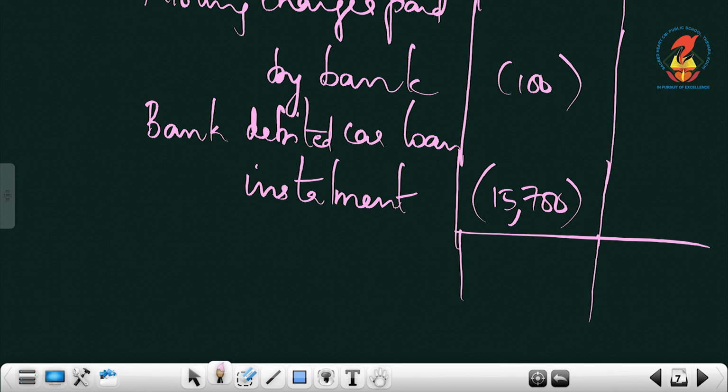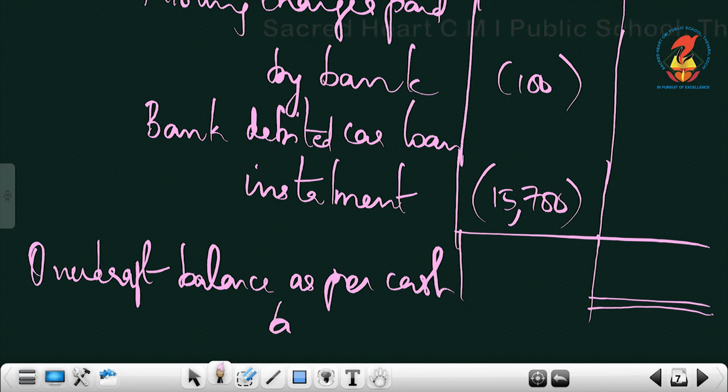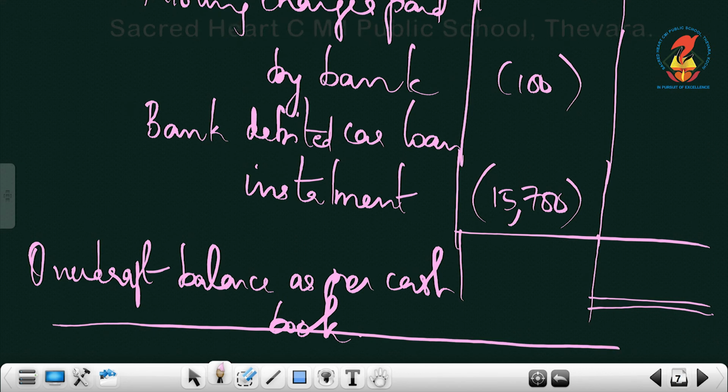Okay, you find the answers and all. Finally what we can write is overdraft balance as per cash book. Yes. So with that, the question is over.